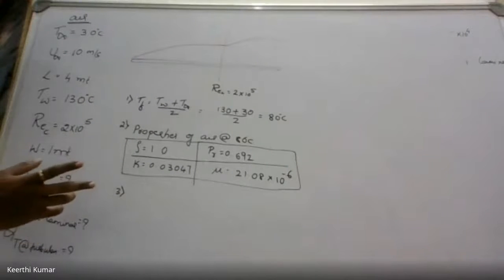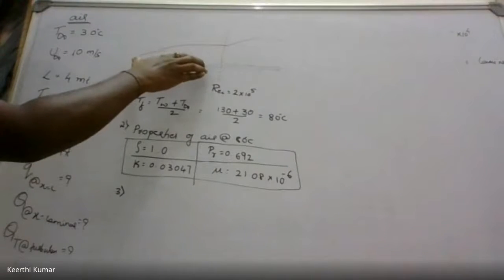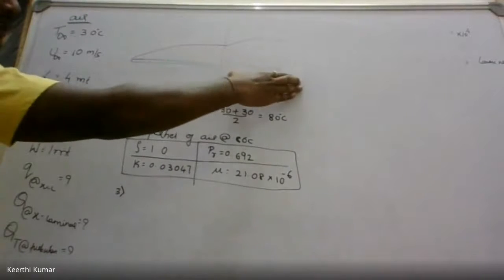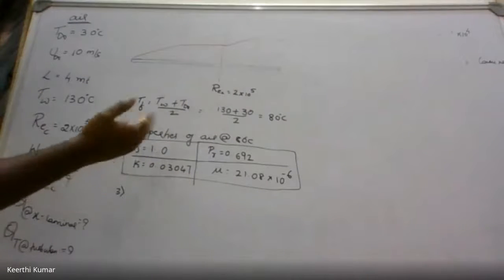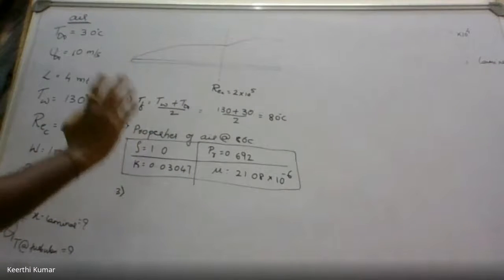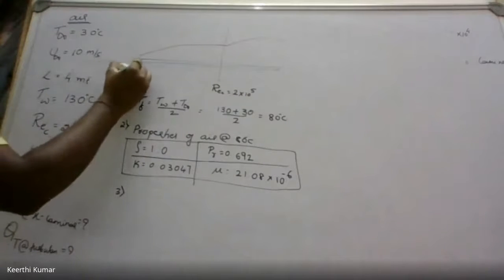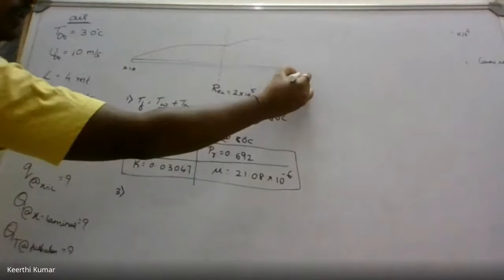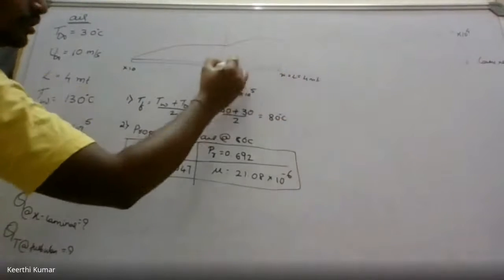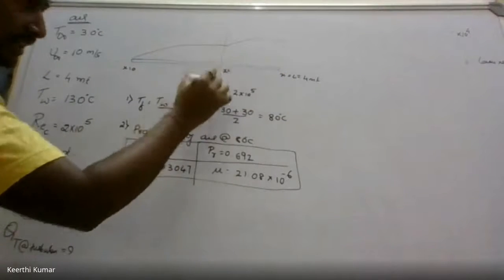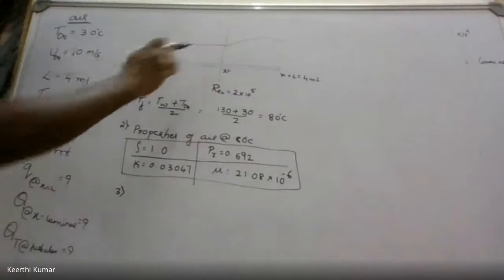So how to get the total Q? Total Q is just adding up the Q for laminar and the Q for turbulent, and we get the total Q from the plate. So first we have to identify the value of x, where x is equal to 0 at the start and x is equal to L, that is 4 meters, which he has given. We have to calculate the x where the laminar flow is converting into turbulent.